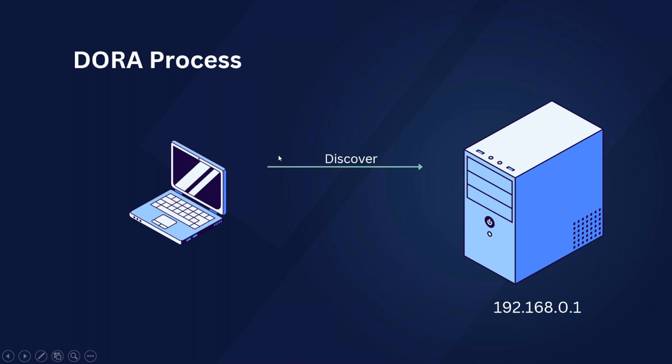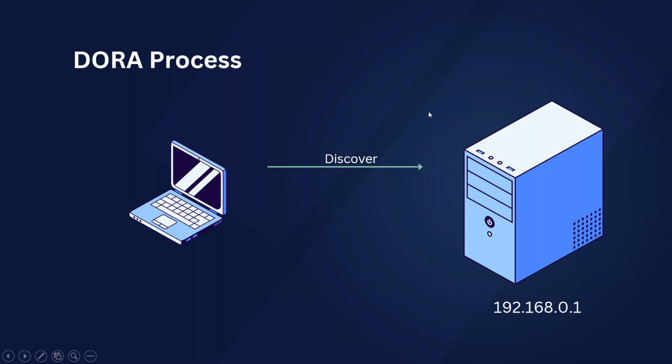Okay, the purpose of this discover packet is to figure out where the DHCP server is. So it's asking each and every system in the network, are you the DHCP server? Are you the DHCP server? Are you the DHCP server? When it reaches the wrong devices, that packet gets dropped anyway.